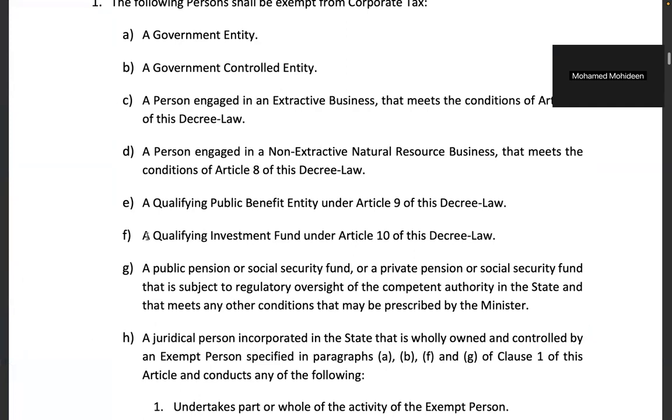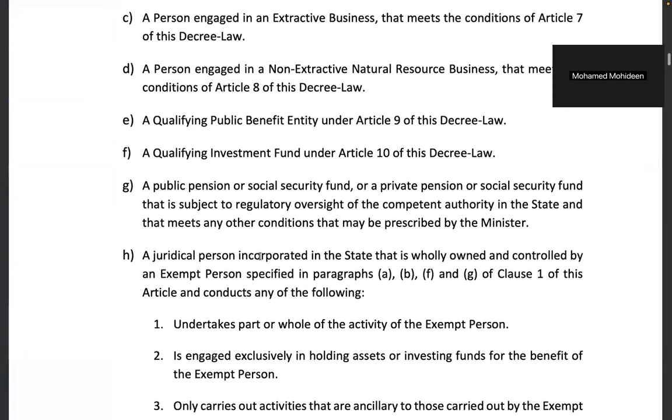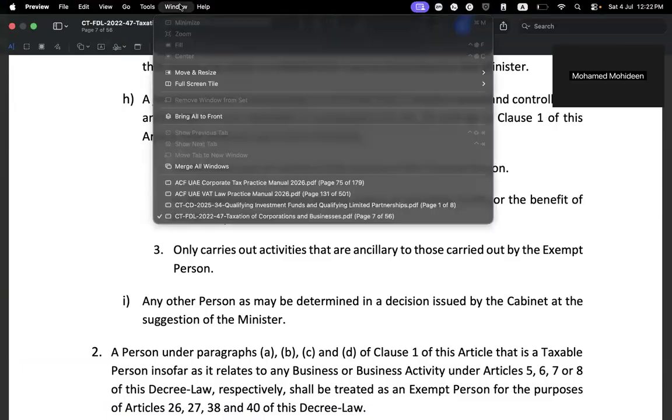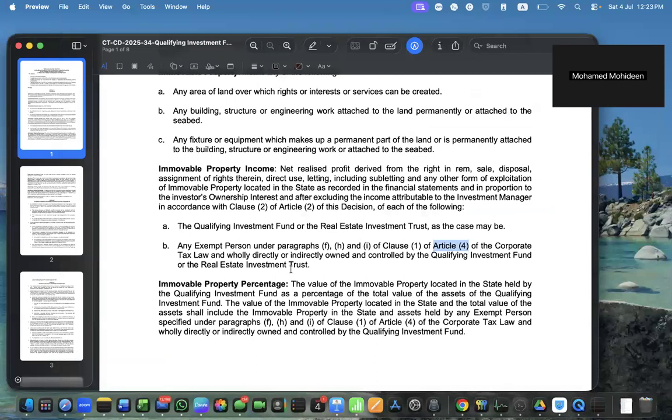Qualifying investment fund. This is F. H, a juridical person incorporated in the state wholly owned or controlled by the exempt person. Here, the mention of H is with respect to F because F is identified here, right? Wholly owned subsidiary of the qualifying investment fund. And then there is I, any other person, as determined by the cabinet, right? So that's why F, H, and I, three points were mentioned here. So any person that is exempt, all of that we are studying, this is the concept being explained of the immovable property income.